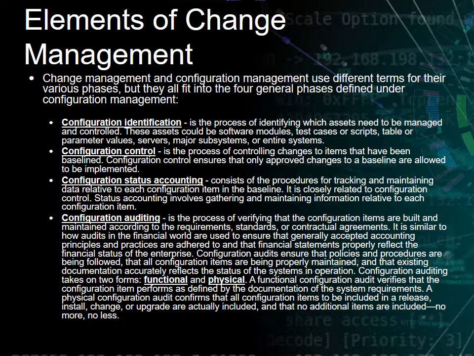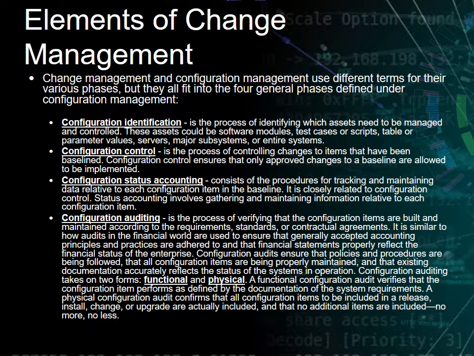Configuration status accounting consists of procedures for tracking and maintaining data relative to each configuration in the baseline. It is closely related to the configuration control. Status accounting involves gathering and maintaining information relative to each configuration item. Then there's configuration auditing, which is the process of verifying that the configuration items are built and maintained according to requirements, standards, or contractual agreements.